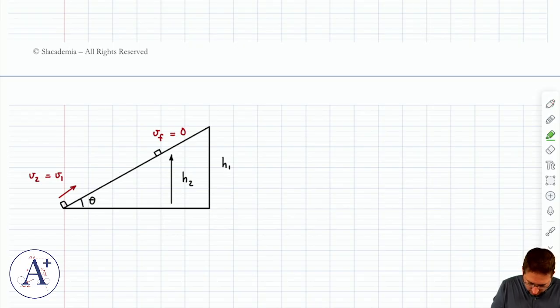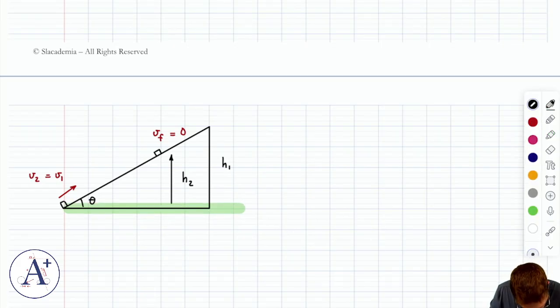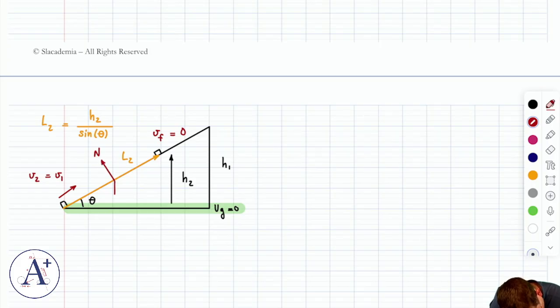And then I'm going to keep my reference for gravitational potential energy here. That's not going to change. So this is U gravitational is 0. My displacement is going to be all the way up to here. It's going to be L2, right? By the way, L2 is equal to h2 over sine theta, with the same logic as before. And of course, as I slide up, I have different forces acting on this thing. I have the normal force, not going to do any work. I have mg, and I have fk.